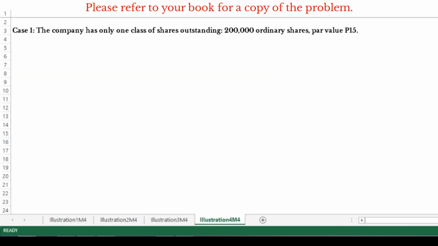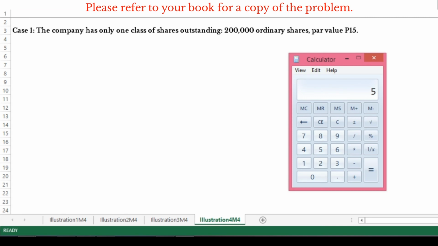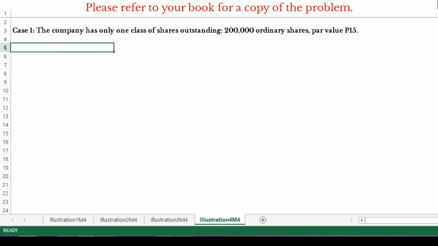Okay, so case 1 is that meron lang daw tayong isang uri ng share. So, that is ordinary shares na 200,000. So, pag ganito, di ba, we will just simply divide yung total shareholders equity by the number of ordinary shares to get the book value per share. So, that would be 5 million divided by 200,000. So, that is 25 per share. So, yun na yung book value per share natin dito sa first case.